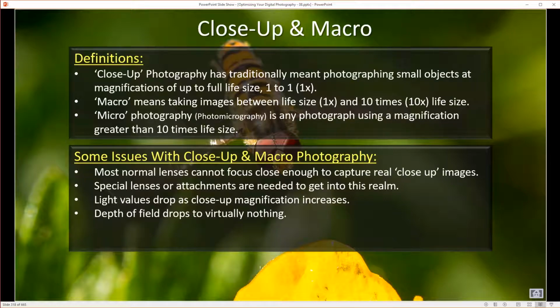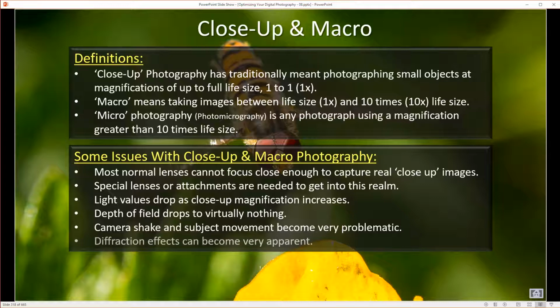Also, the depth of field really diminishes as you get closer and closer and magnify things up. Camera shake is all emphasized because you're magnifying a small object. It's like putting a great big telephoto lens on, only we're doing it to a very small object. And diffraction becomes very apparent.